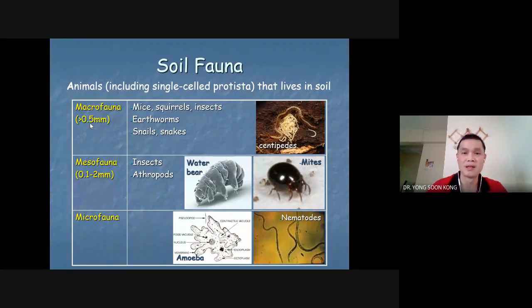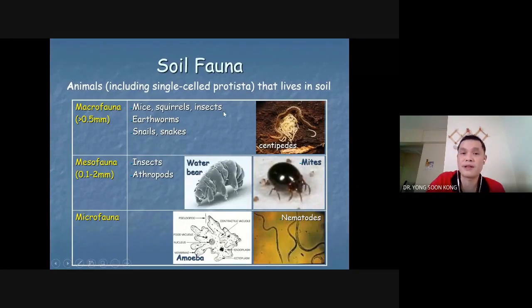These are the ones. Wow, mice, squirrels, these are the mammals. I don't know if squirrels actually stay inside the soil. What I know, Malaysian squirrels like to climb trees. So I don't know. Mice, maybe, especially those in the paddy fields. They are known to burrow underground in the paddy fields, and this is where they live.